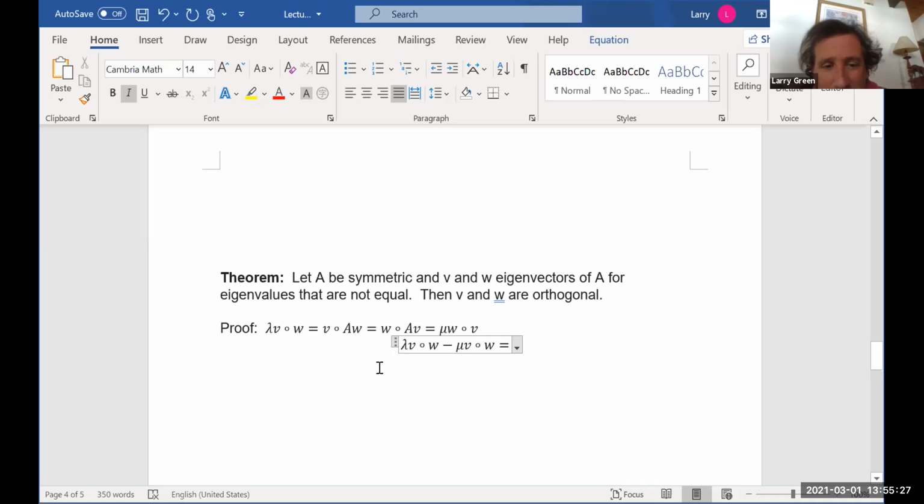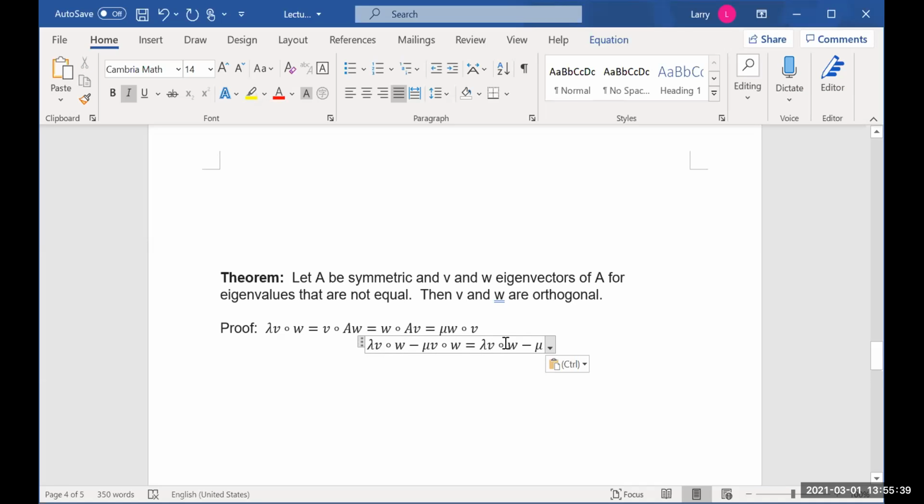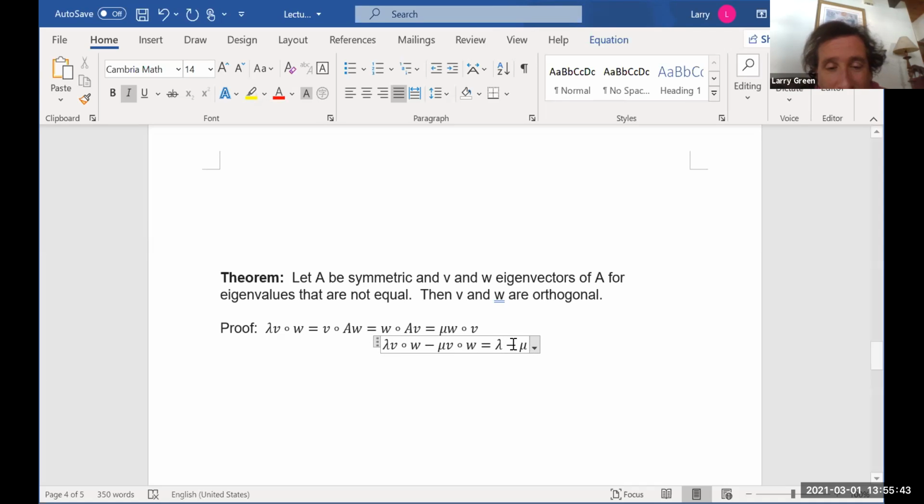But now what can I do? Basic algebra. Factor out the V dot W. Exactly. I can factor out the V dot W. And when I do that, I'm left with lambda minus mu times V dot W equals 0 because I subtracted, right? But lambda minus mu is not 0 because we have non-equal eigenvalues. So we're done. Therefore, we can divide by lambda minus mu, and we get V dot W equals 0.